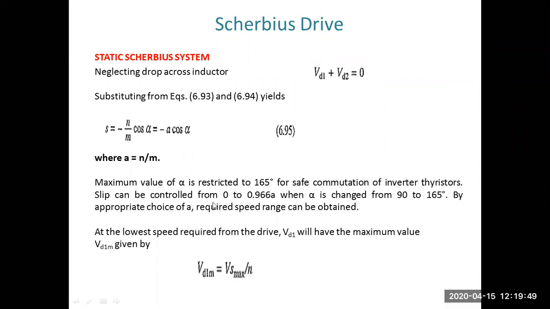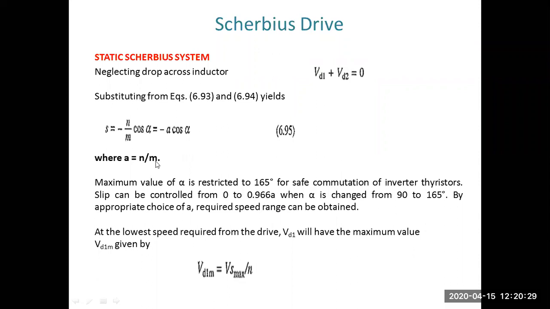Now the slip can be controlled from 0 to 0.966a. How does this expression become possible? It becomes possible by putting the value of 165 degrees here. When you put 165 degrees, you will get the value of 0.966a. So we can choose the value as 0 to 0.966a. Maximum we can take 0.966, and minimum we can take 0. This is the minimum slip and this is the maximum slip value, which is 0.966a.